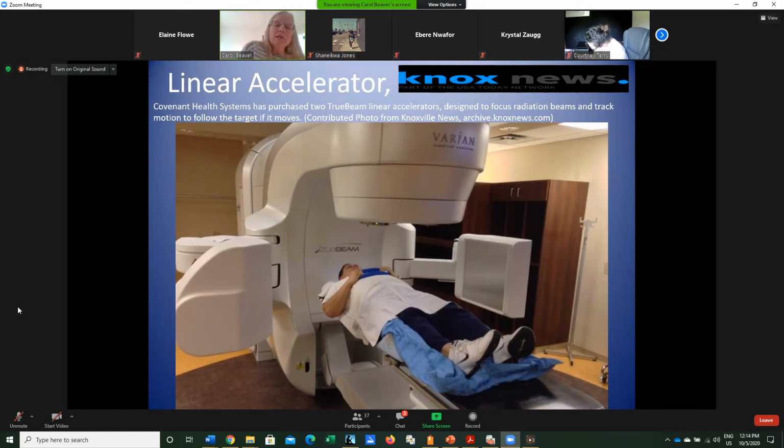The source is external, and then the radiation beam goes in and affects it, it messes with the bonds in the DNA. The source is outside of the patient, and the patient is not radioactive. The machine is radioactive, but the patient is not radioactive.